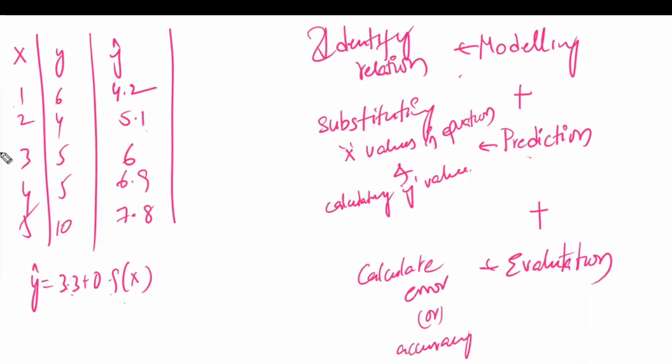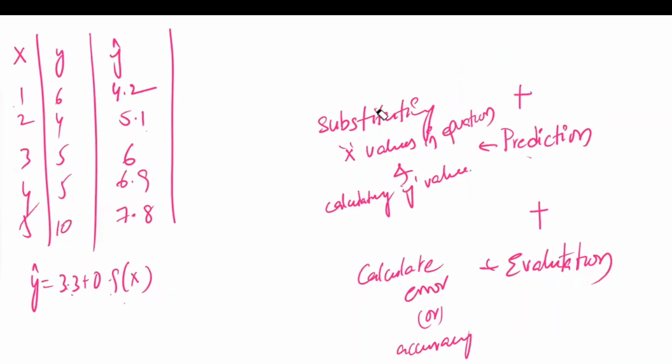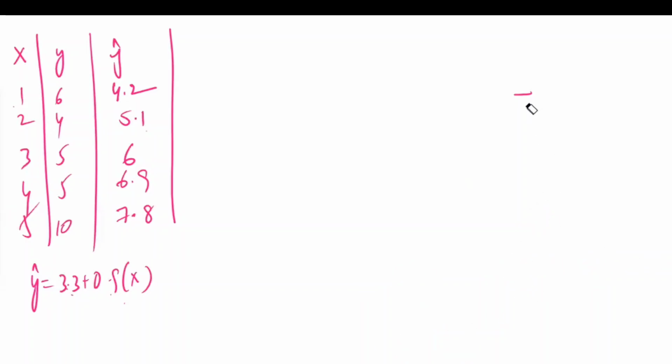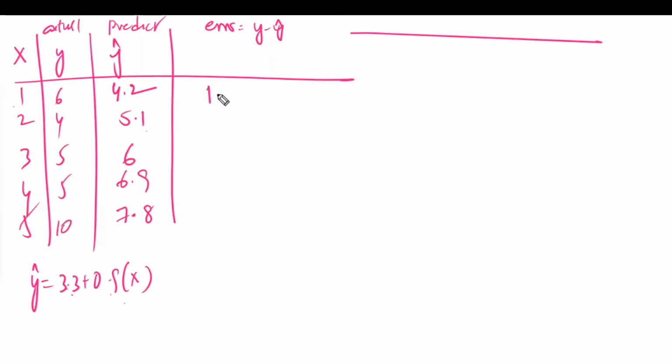Right? Now, once we predict this, the original values are with us, and the predicted values are also with us. This is the actual y. This is the predicted y. Now the error. Error is nothing but actual y minus predicted y. So 6 minus 4.2 is 1.8, 4 minus 5.1 is minus 1.1, 5 minus 6 is minus 1, 5 minus 6.9 is minus 1.9, and 10 minus 7.8 is 2.2. This is called the error.